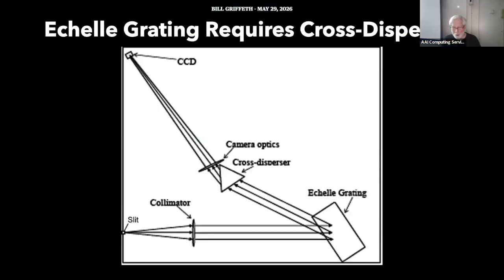In this example, light enters a spectrograph through a slit, and the shell grating disperses the light into a series of overlapping spectral orders. Then a cross-dispersing prism separates the spectral orders before the camera focuses the spectral orders onto a CCD detector.